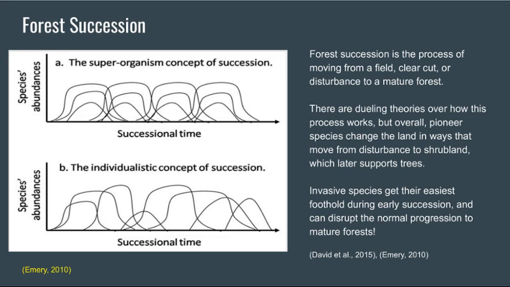Forest succession is the process of land or landscape moving from field or clear cut to disturbance to a more mature forest. There are dueling theories about how this process works, but overall, pioneer species change the land in ways that move from disturbances to shrubland, which later support trees. Invasive species get their easiest foothold during early succession and can disrupt the normal progression of mature forests in New England. This threatens many species of New England's native trees, as without a successional foothold, forests may develop differently.